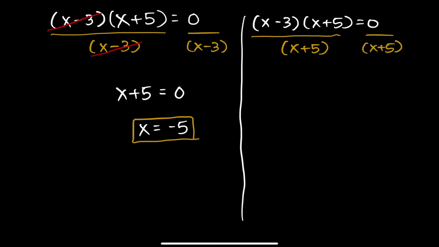And doing that, we cancel out this term on the left-hand side. So we are left with x minus 3, and that is equal to 0, because 0 divided by anything still gives you 0. Now we add 3 on both sides, and we get x is equal to 3. So this is the second answer, right?